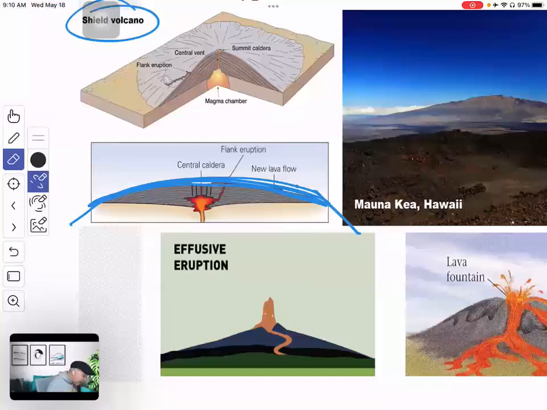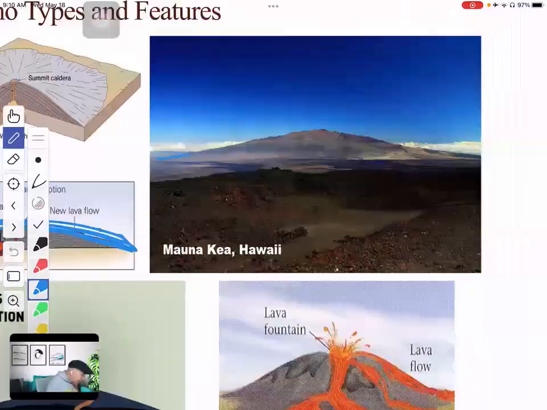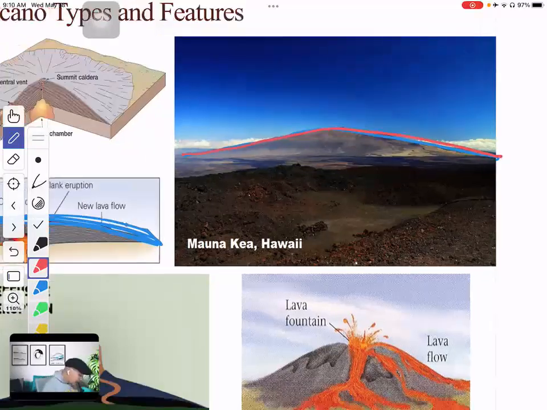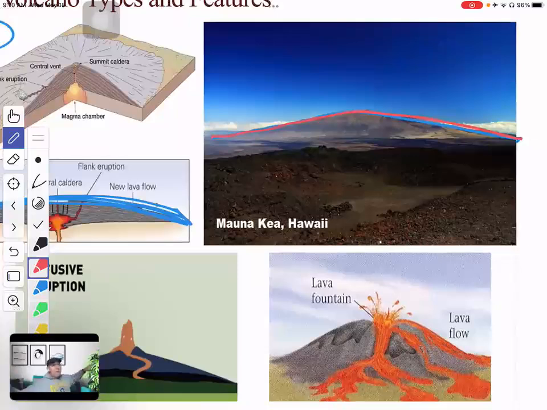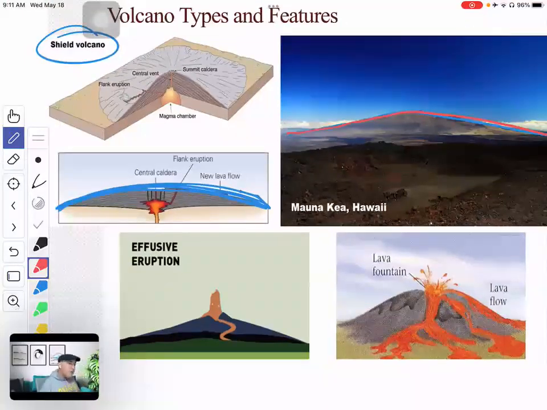Instead, they have gentle slopes, a volcano with not so steep sides, as you can see here in this drawing. So that's Mauna Kea in Hawaii. Okay, very gentle, and that's because the lava can move long distances from the vent, from the crater, and that creates those very smooth flanks on the volcano. Okay? So shield volcano on one side, composite volcano on the other.